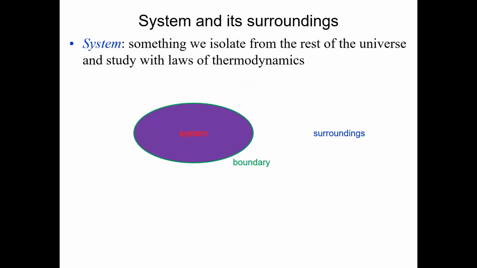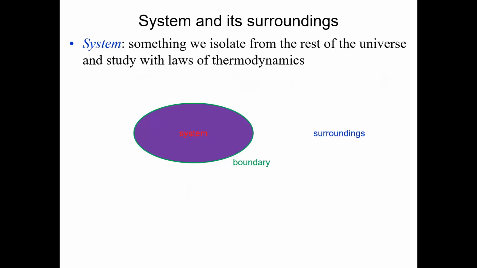A system is something we isolate from the rest of the universe and study with laws of thermodynamics. So system, in fact, can be anything. Anything we focus on and we study with thermodynamics is a system. So once we identify a system, then of course everything outside of the system is its environment or surroundings. The interface between the system and its surroundings is called the boundary of the system.